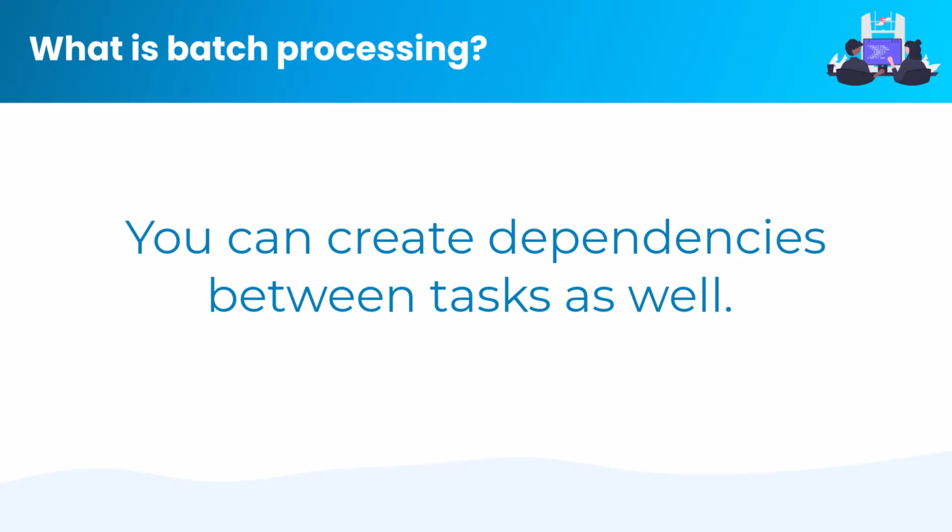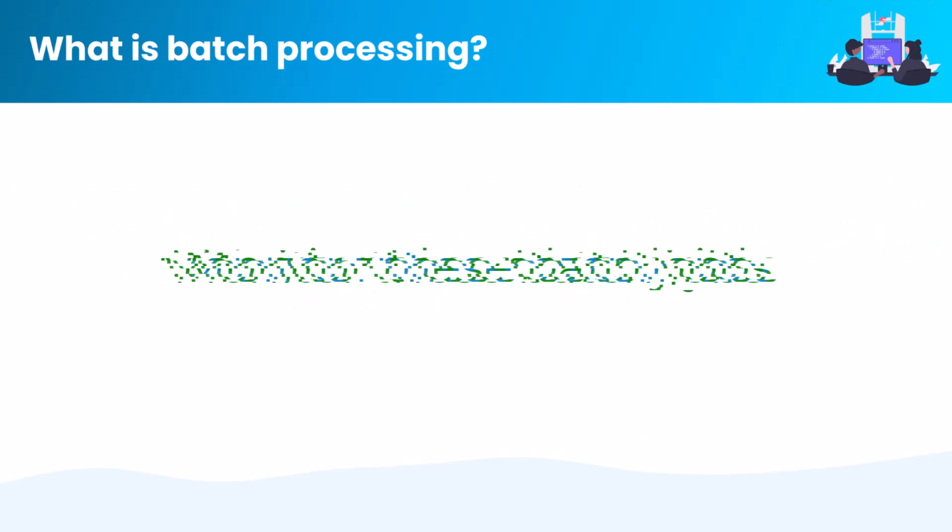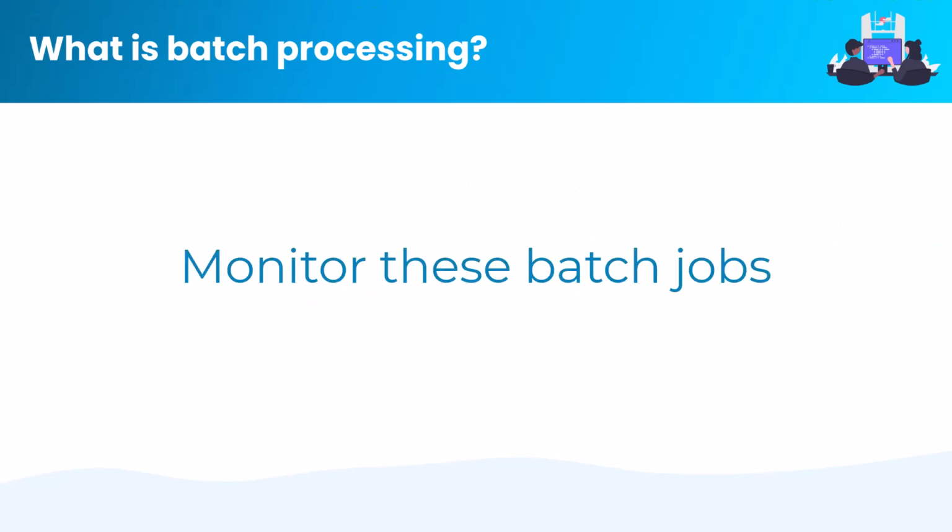An additional feature is the recurrence pattern for batch jobs, and this will allow you to schedule the task or job to run periodically, such as a common maintenance job or processing invoices. To monitor these batch jobs, you can set up alerts. These are sent when the batch job succeeds, fails, or finishes.